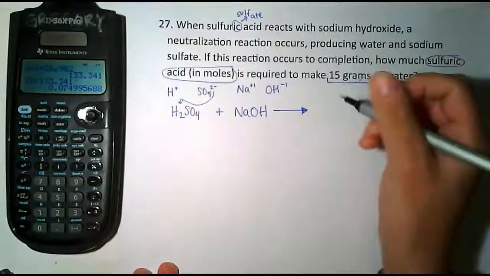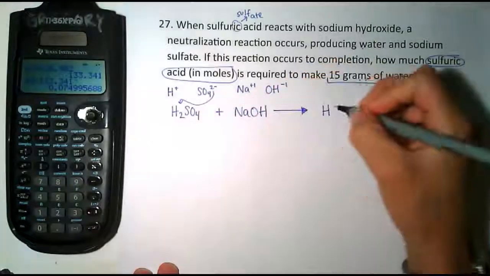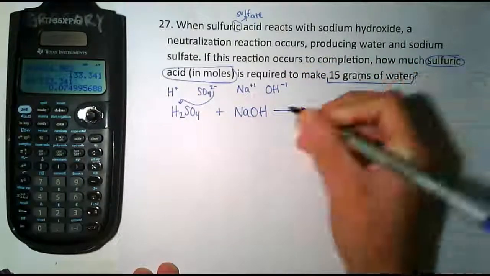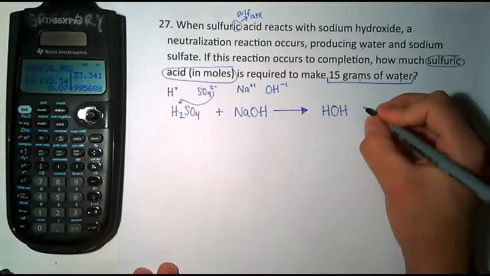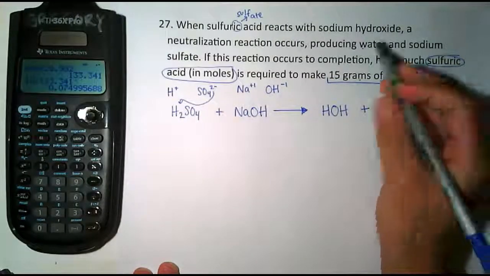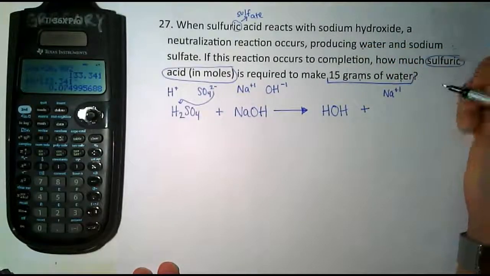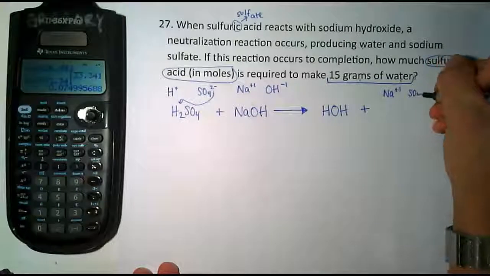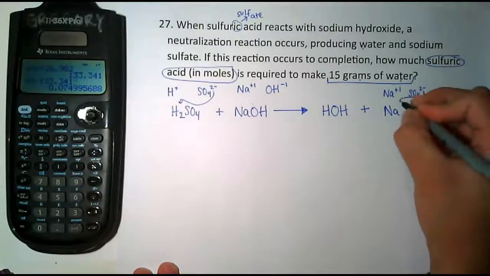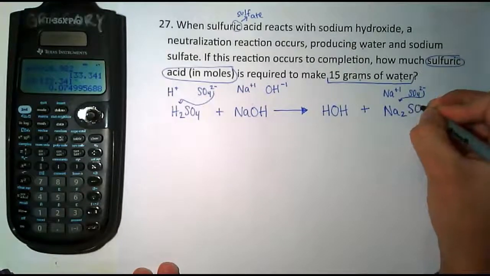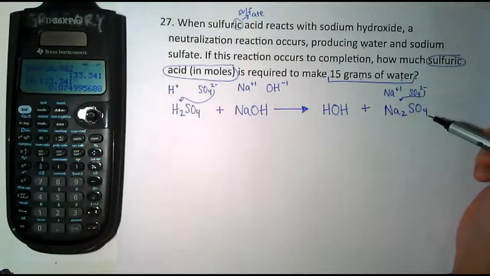water and sodium sulfate. So water's easy, H2O, but I'm actually going to write this as HOH because I see that we have a hydroxide ion, so I know this will make it easier to balance. So water and sodium sulfate. So we need to recross Na with a +1 charge, and sulfate is SO4 with a 2- charge, so this will be Na2SO4. So now that we have our equation written, we do need to balance our equation.